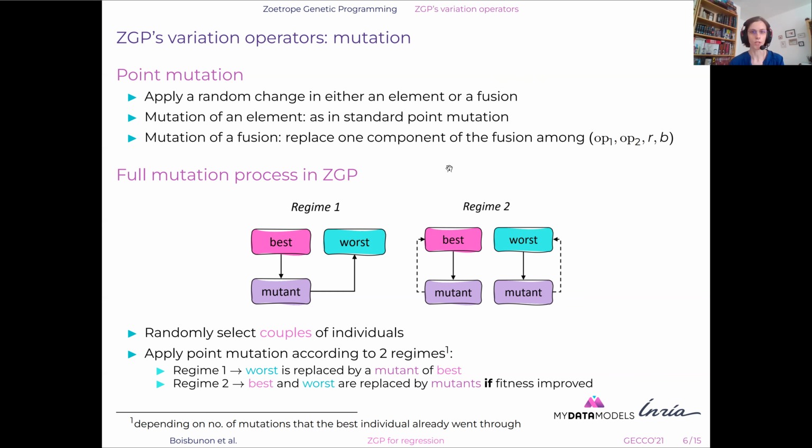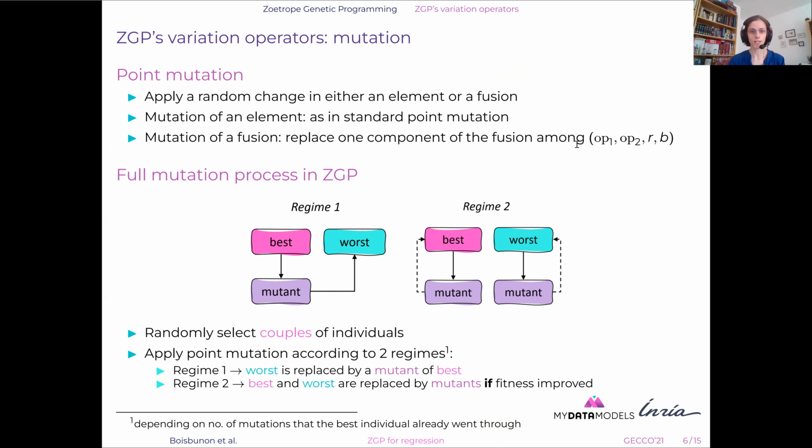So the mutation and crossover in ZGP are also non-standard. First, the mutation relies on point mutation, where we randomly perturb either an element or a fusion. So if it's an element, it's like in standard point mutation. But if it's a fusion, we replace one component among the fusion.